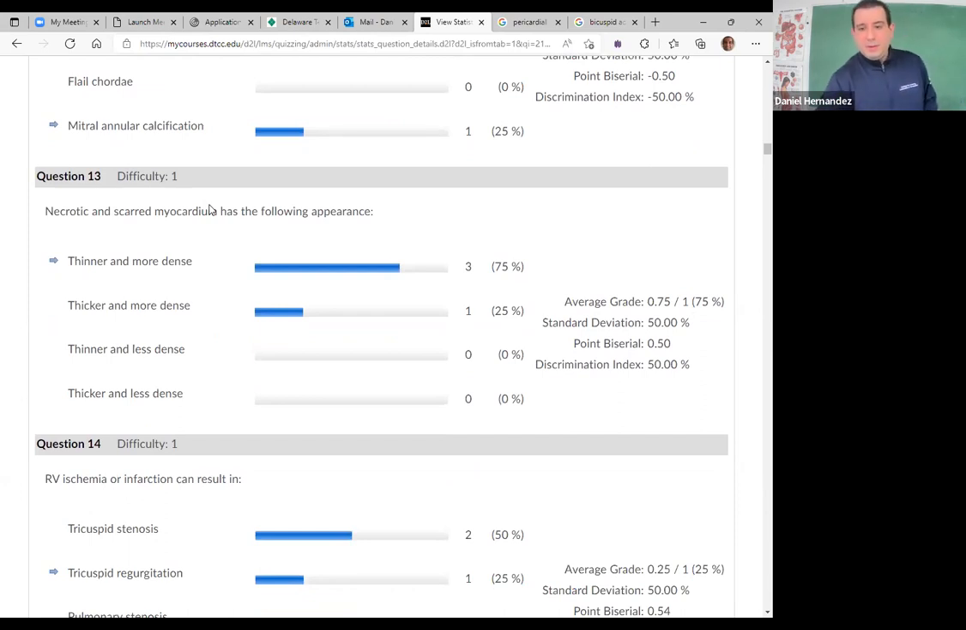Necrotic scarred myocardium. So this patient has had an infarct. That myocardium has become scarred now. So with that scarring, again, it's thinner but more dense.